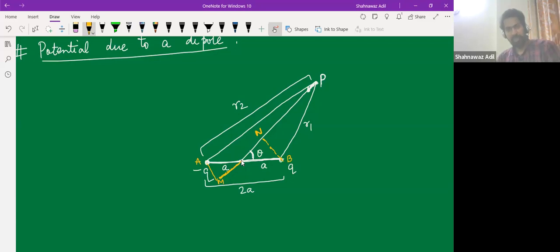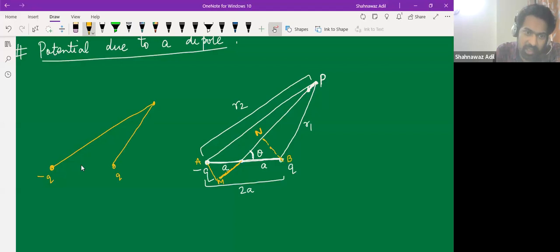Yes, sir. So again, what did we do? We had a dipole, and we wanted to calculate the potential at this point. Then we joined this, and in the middle we have this point, making an angle theta. We have drawn a perpendicular from this point, and a perpendicular by extending this. Clear, guys? Because this part is very important.